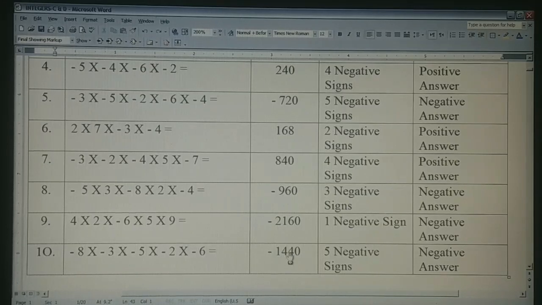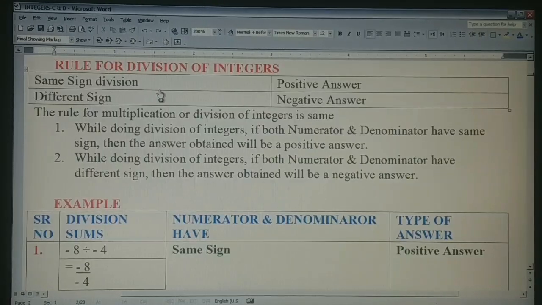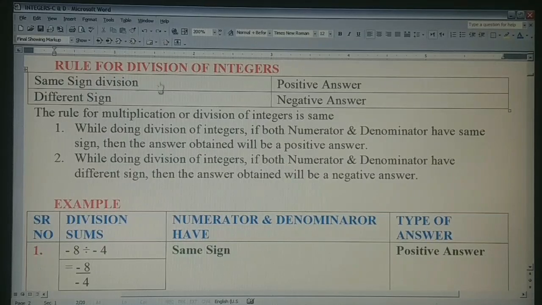Now we will be learning another topic, that is the rule for division of integers. The rule for multiplication or division of integers is the same. Whenever a same sign division is there, the answer will be a positive answer. With different signs, the answer is negative. Whenever two integers having the same sign are divided, the answer will be positive. Whenever two integers having different signs are divided, the answer will be negative.